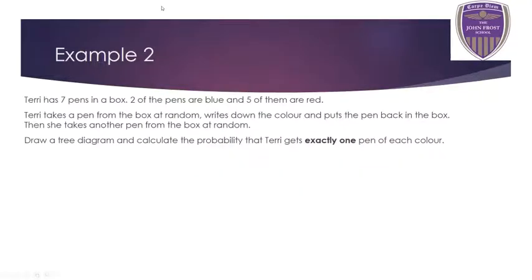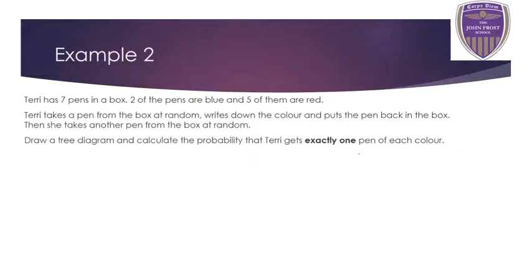Okay, so for this one then, Terry has 7 pens in a box. 2 of the pens are blue and 5 of them are red. Terry takes a pen from the box at random, writes down the colour and puts the pen back in the box. Then she takes another pen from the box at random, okay? Draw a tree diagram and calculate the probability that Terry gets exactly 1 pen of each colour.